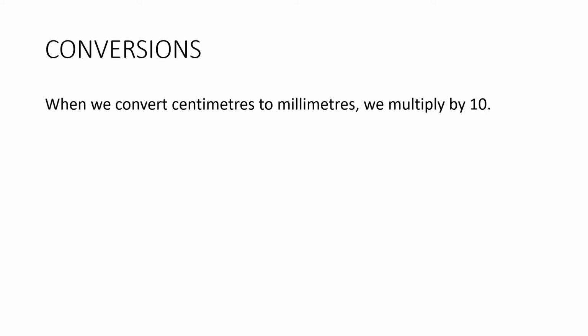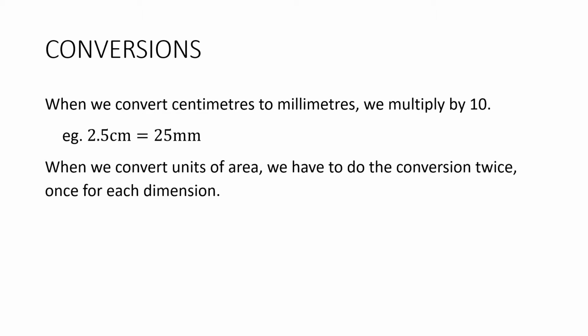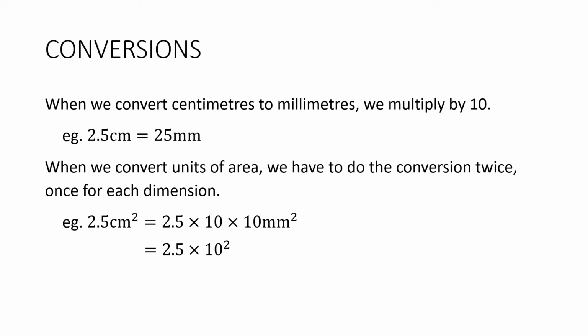Let's review conversions. When we convert centimeters to millimeters, we multiply by 10. So for example, 2.5 centimeters is 25 millimeters. Now when we convert units of area, we have to do the conversion twice, once for each dimension. Units of area are two-dimensional. So if we want to do 2.5 centimeters squared, then we're going to multiply by 10 for the length and also multiply by 10 for the breadth. So we get 2.5 times 10 times 10 millimeters squared. We could also write it like this, 2.5 times 10 squared. And so that gives us 250 millimeters squared.